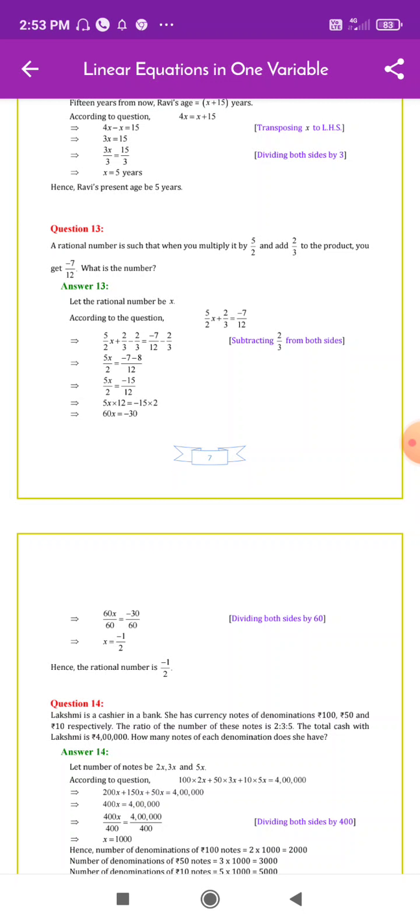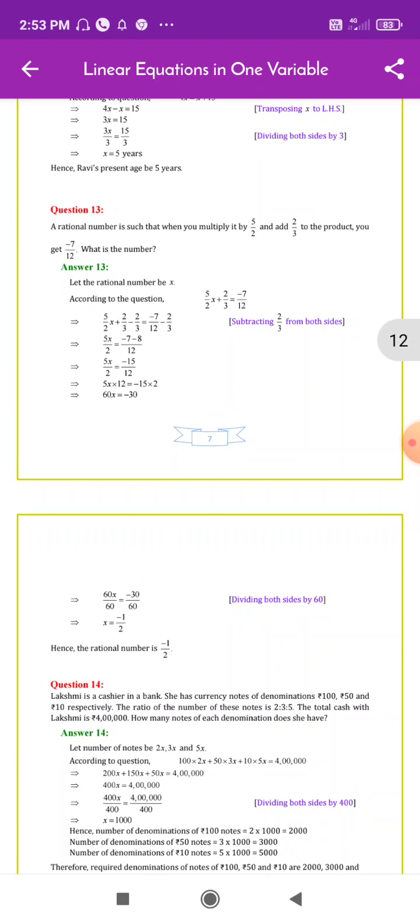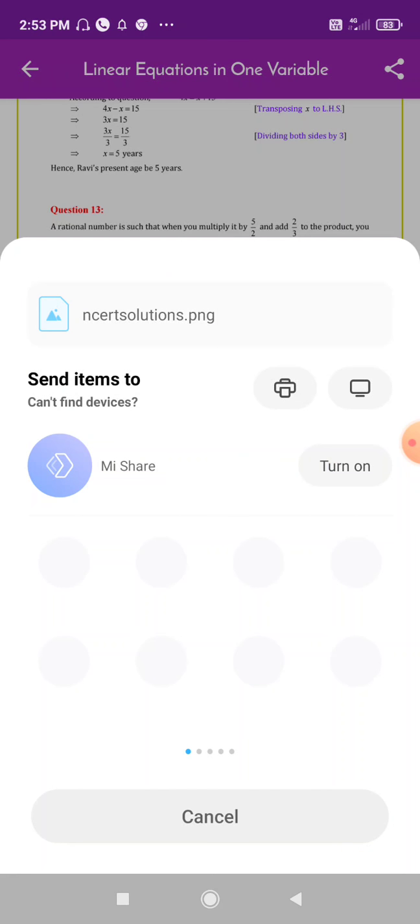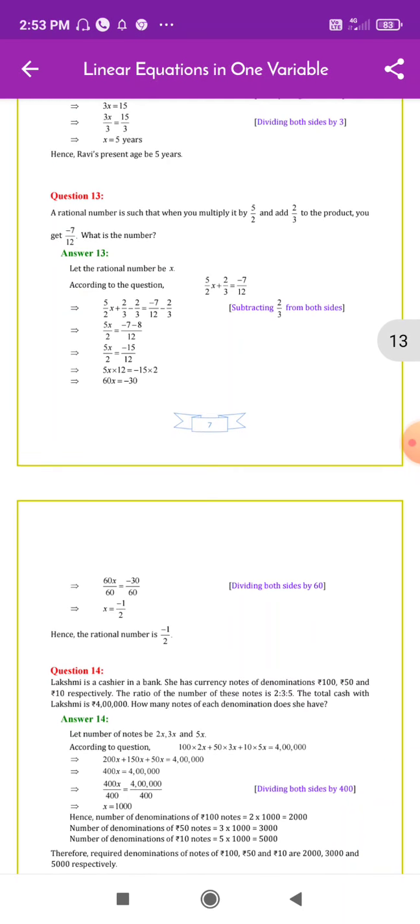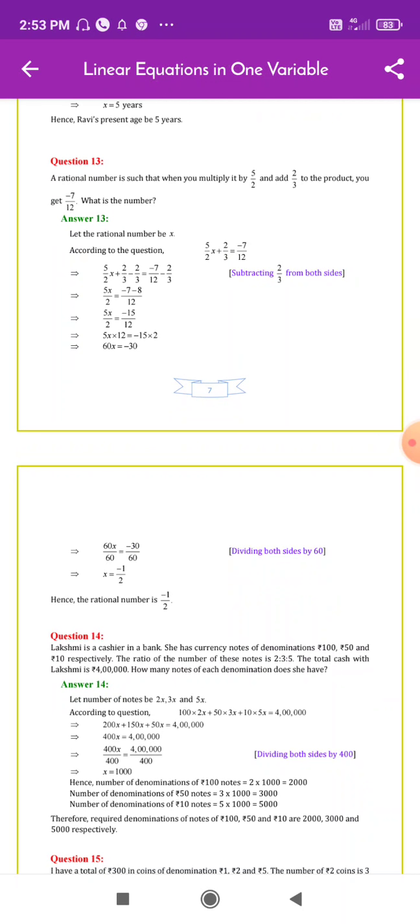Let the rational number which is asked be x. Now according to the question, it is 5/2, so which number will be multiplied? This rational number will be multiplied by 5/2, that is 5/2 into x plus 2/3. It will give the answer minus 7/12, which is given in the question. Yes or no? According to the question we have done the equation, now we have to solve the equation.